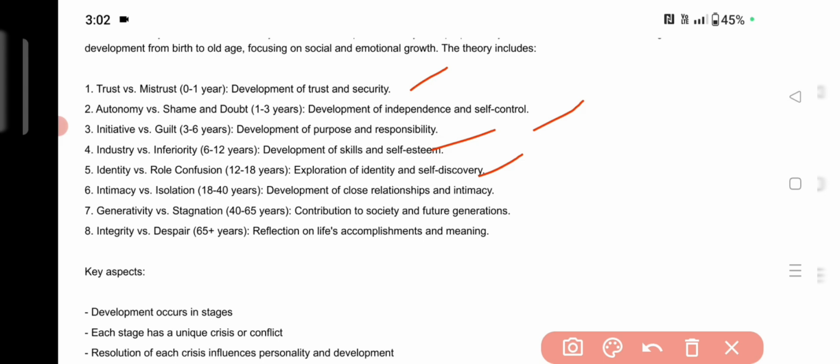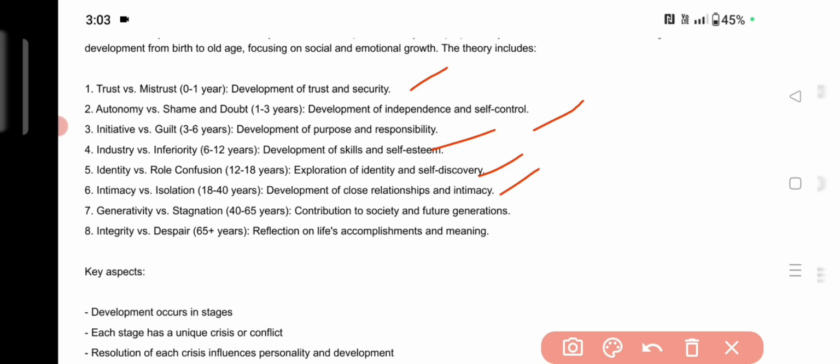And the next, sixth stage is intimacy versus isolation. That is the 18 to 40 years stage. Intimacy means here the virtue of love will develop. They will be in the sense of care, with others showing care and love towards them, whether from parents or others. They feel the situation of love from others.